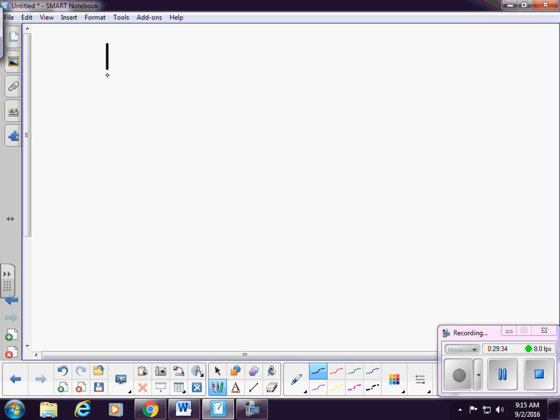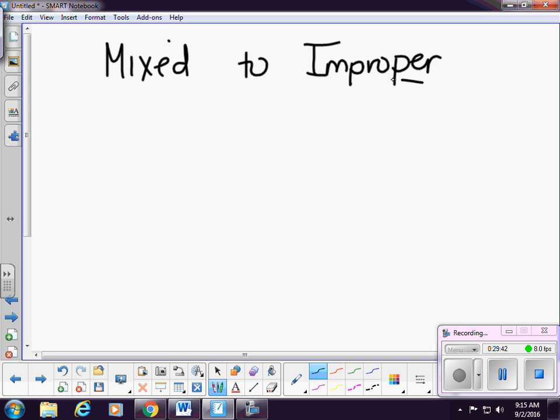Alright, and the last thing is we're going from mixed to improper. Okay? Now, if I have 2 and 2/3, here's my thing. When we deal with mixed numbers, we're going to learn to add and subtract mixed numbers. But when you go beyond this, you're never going to use a mixed number. You're going to always have to use an improper fraction. So really, mixed numbers mean nothing to you after you get rid of 7th grade. So when you're in high school and college, you deal nothing with mixed numbers.